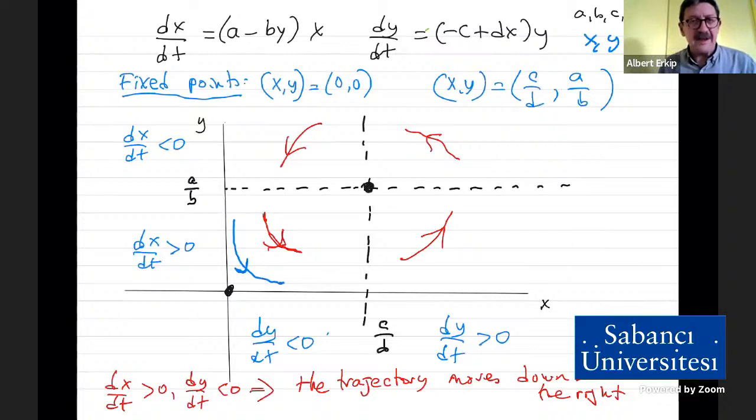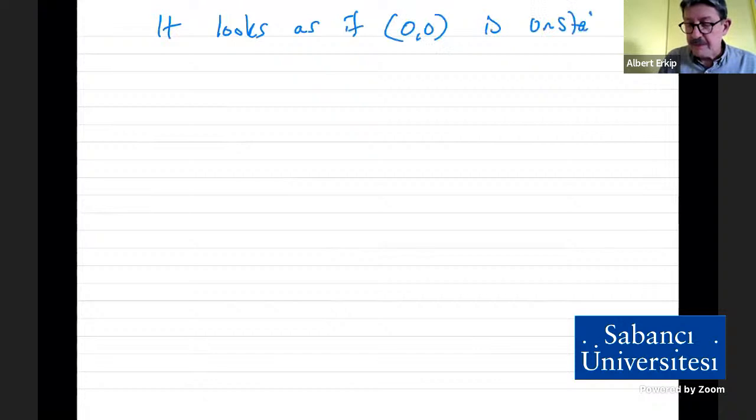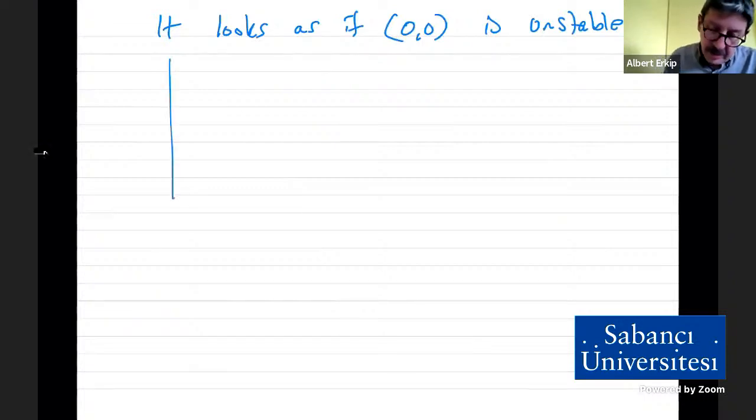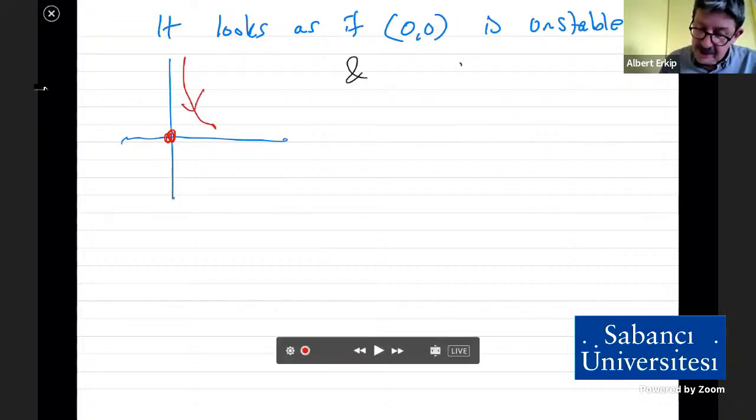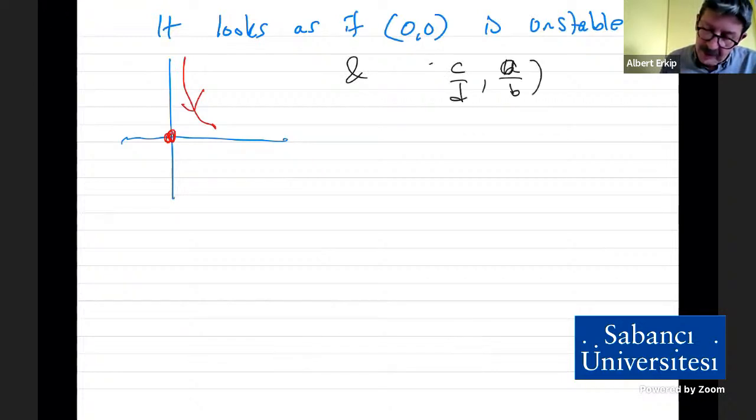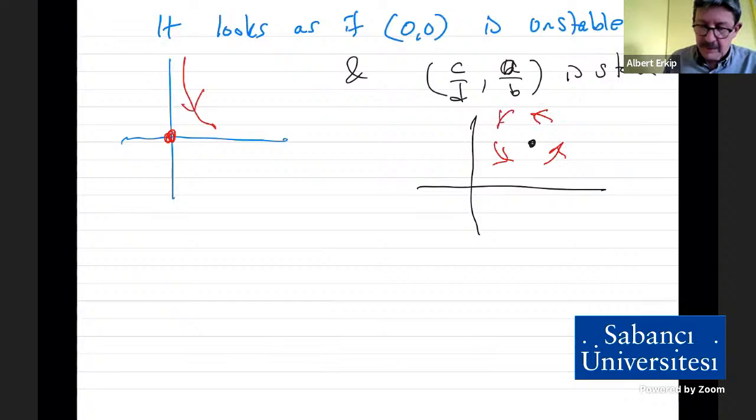It looks as if 0, 0 is unstable. Why? Because around 0, 0, the picture was like that. And the other one, c over d, a over b, is stable. Why was that? Because here, it seems that the trajectories are going around. So these are the trajectories. It seems that things are not that bad around that point.